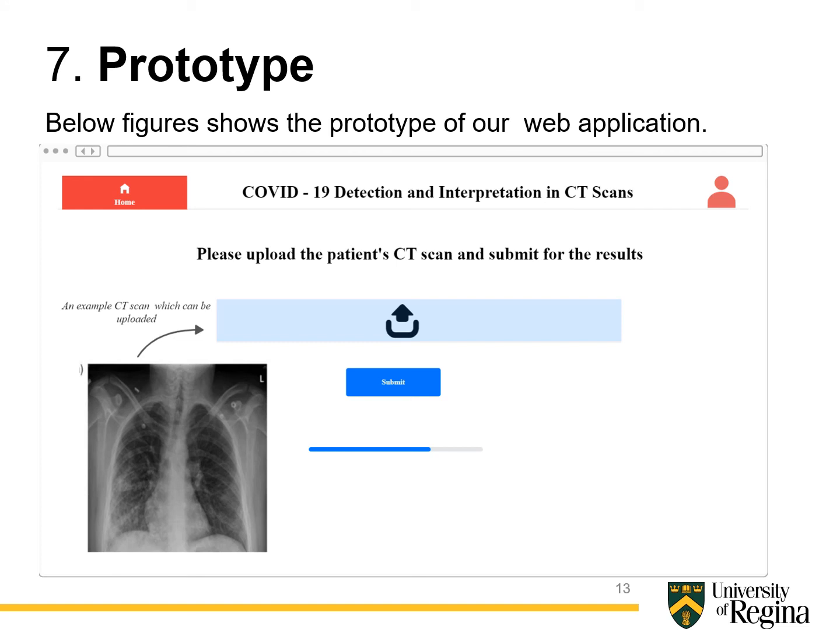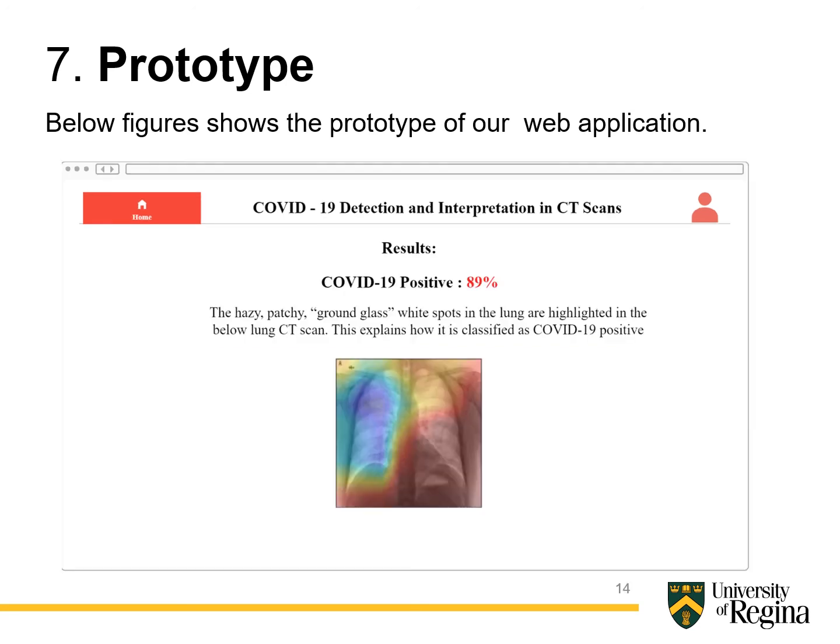The following images give an overview of our website, how it is going to look and feel. This is our homepage, and it gives users the option to upload their CT scan or chest X-ray images. And this could be our result screen, which classifies the input, gives the explanation for the classification, and also highlights the presence of COVID-19 in the image.